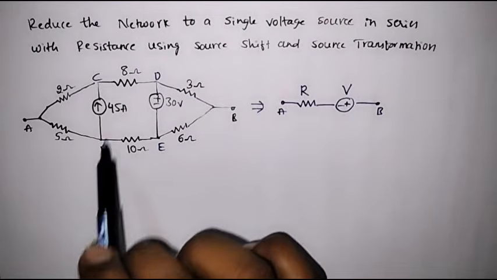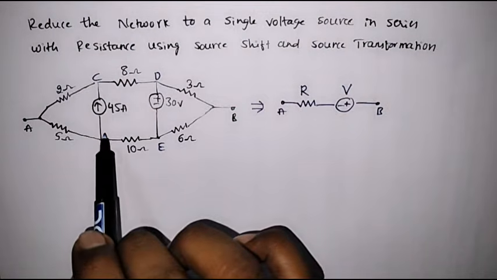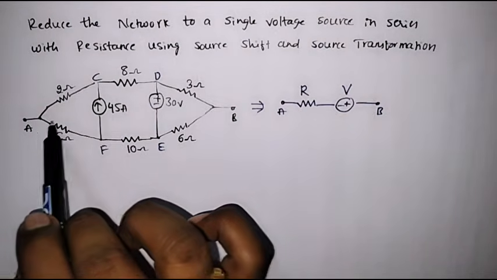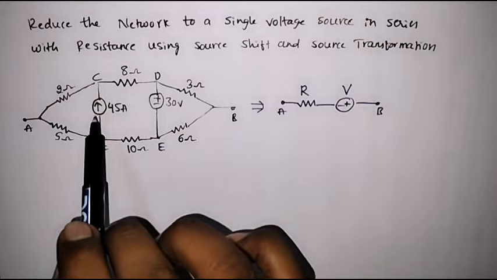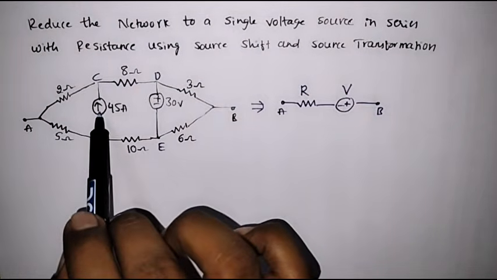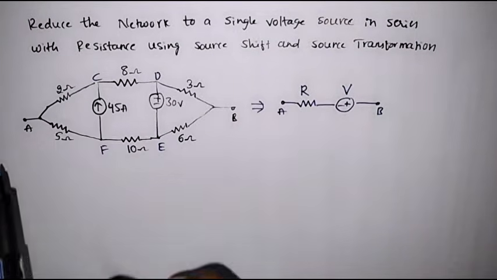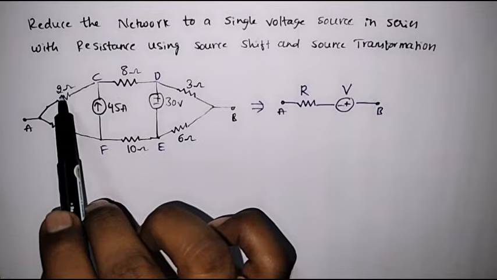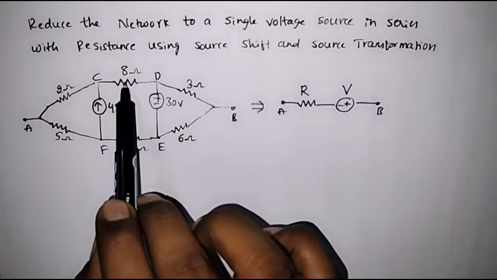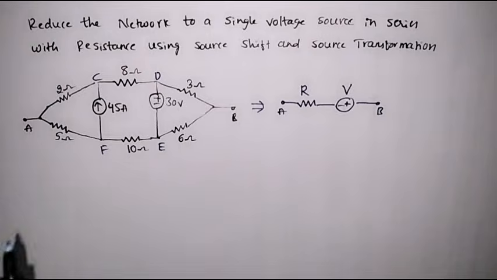Here the current is moving from node F to C. Now I will make the current flow from F to A and A to C. Therefore a current source will come in parallel to the 5 ohm resistor and the same current source will come in parallel with the 2 ohm resistor. Later this 2 ohm resistor will be in series with this 8 ohm resistor and this 5 ohm resistor will be in series with the 10 ohm resistor.